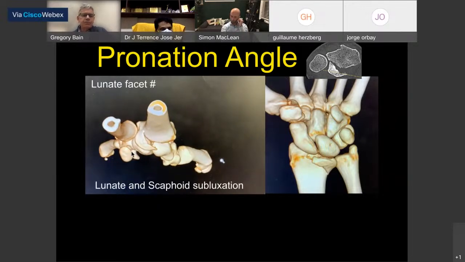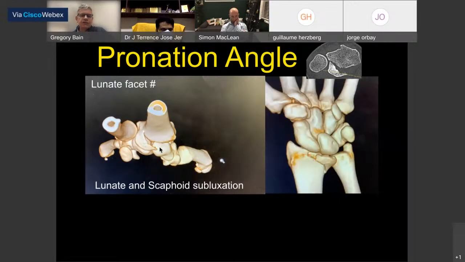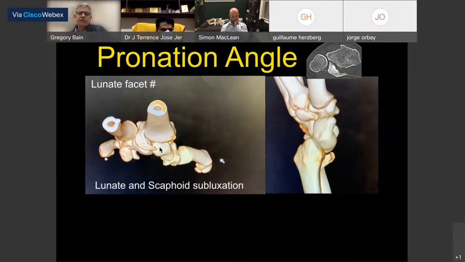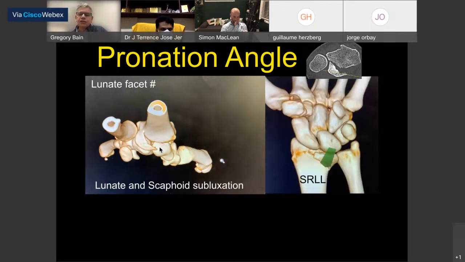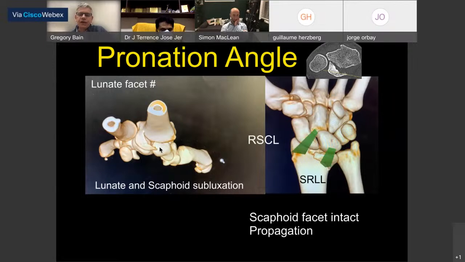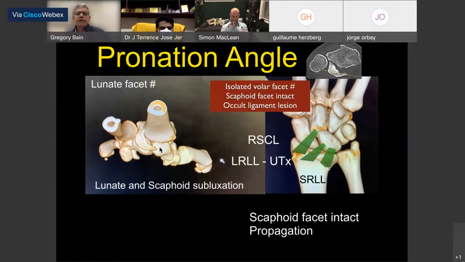If we look at this particular example, we can see this volar facet, and we can see how the ligaments protecting and stabilizing the scaphoid are no longer providing stability to the scaphoid. So if we put the ligaments in position, we can see how the radioscaphocapitate ligament must be violated in this type of injury. And probably also the long radiolunate ligament, which may predispose to ulnar translocation. So this is an isolated volar facet fracture, but yet the scaphoid facet is intact with regard to the bone, but there's an occult ligament injury. This is a very important concept and one we need to understand and respect.